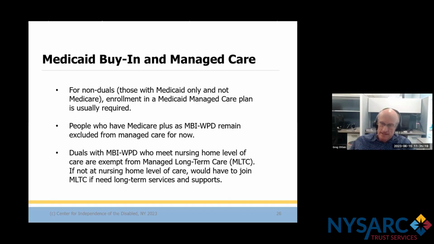There's an exception that I've never seen in the real world, but remember I spoke earlier about managed long-term care for home care services. Most dual eligibles, Medicare plus Medicaid, who need long-term care services must join a managed long-term care plan. However, if they're on MBI WPD and meet nursing home level of care, they're exempt. They don't have to join MLTC, but they may. But they can also stay with straight Medicaid. Never saw it in the real world, but I've certainly seen it on the list of exemptions, so it's worth mentioning.